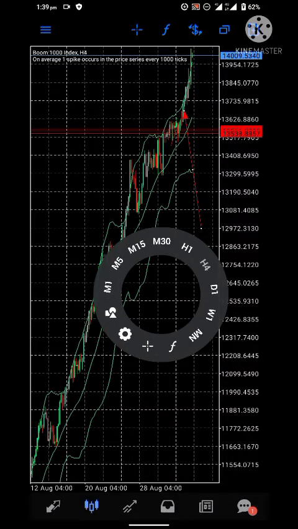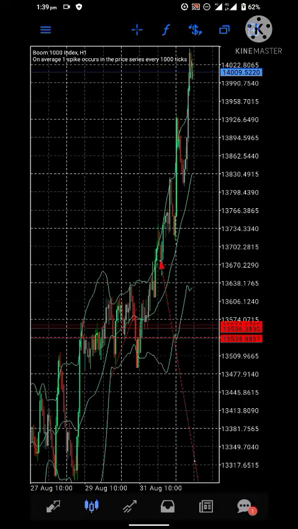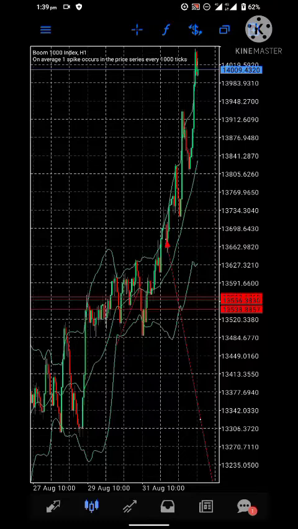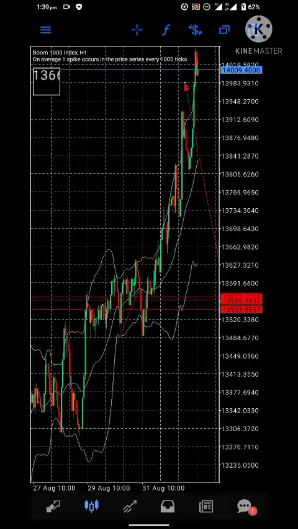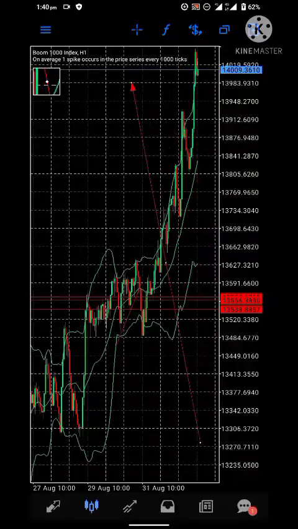Now I'll go to my H1. It's still the same thing, still on an uptrend, even though it might have to retest a bit at this point.